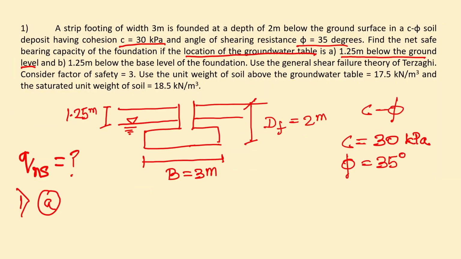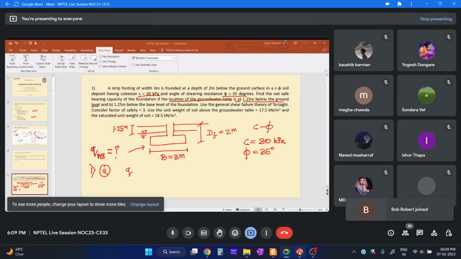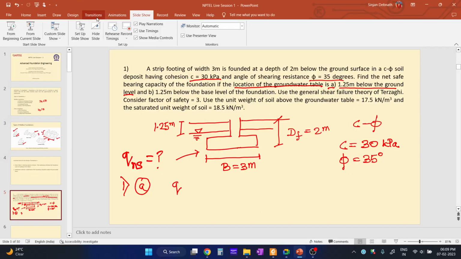So in the first problem, that is in 1A, the groundwater table is 1.25 meter below the ground level. We need to find out the net safe bearing capacity of the foundation. First of all, we need to find out the effective surcharge at depth Df. So what is the effective surcharge over here? Let me denote it by q.